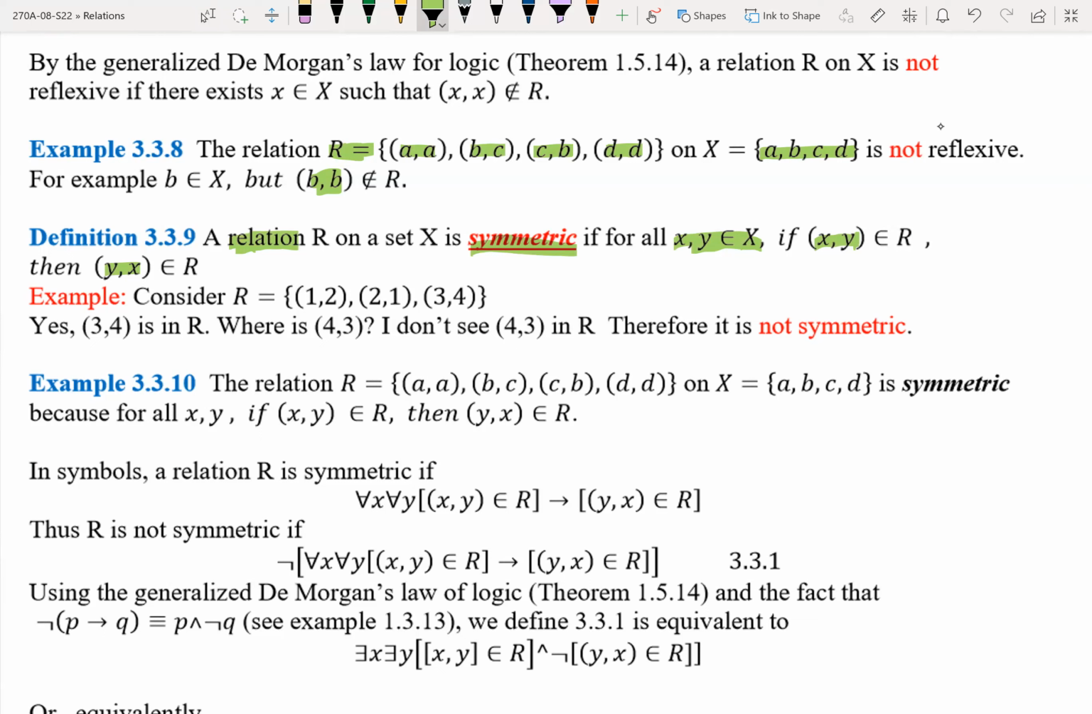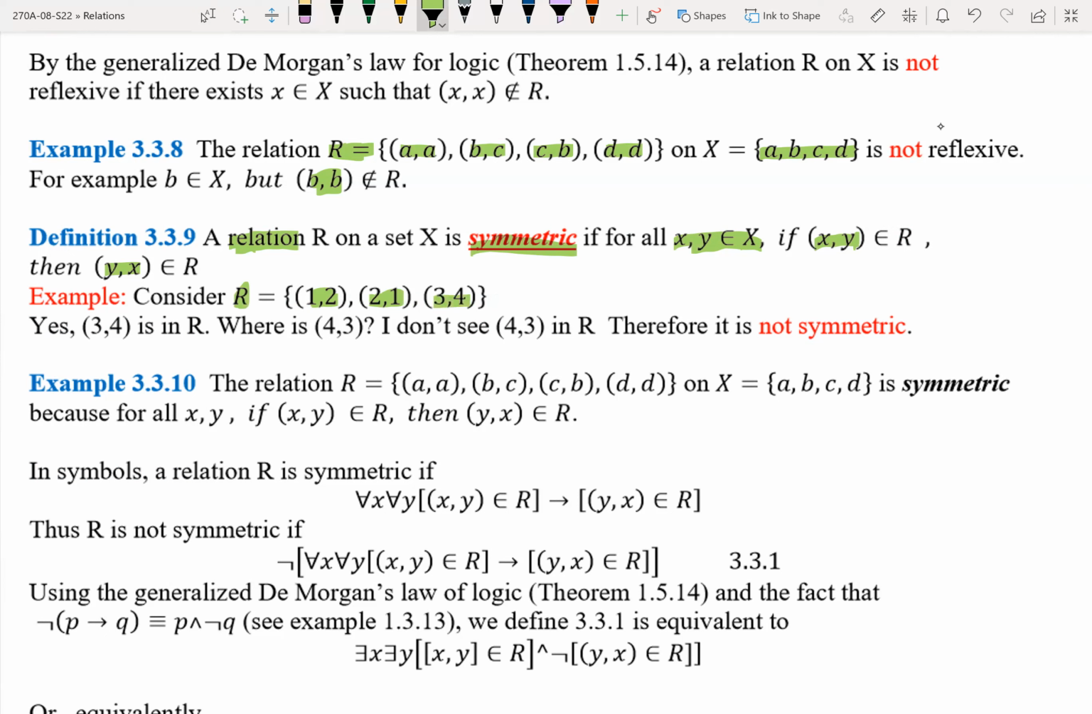So for this example of a relation, given by a set of ordered pairs, you can see in the first one, 1 is related to 2, and 2 is also related to 1. So this is perfect. That's exactly what we call symmetric. X is related to Y, Y is related to X.